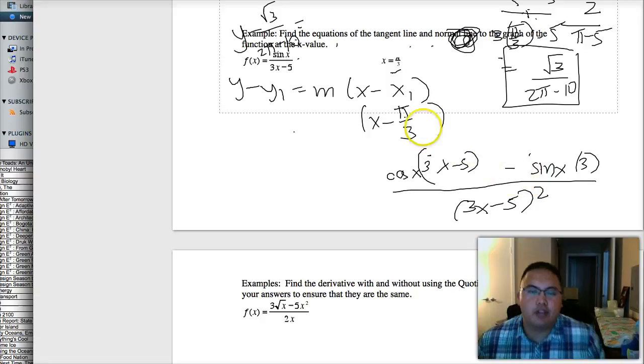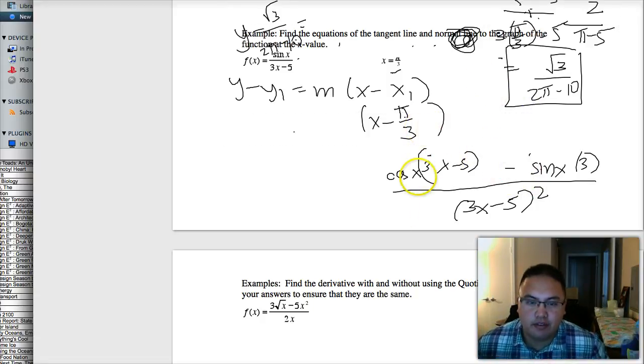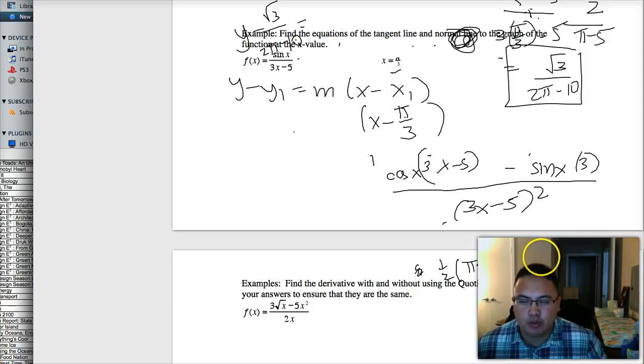Now I'll plug in pi over 3. If I plug in pi over 3, cosine of pi over 3 is just half. Let me put it here. Half. Then pi over 3 here just becomes pi minus 5. This is getting out of control. Minus sine of pi over 3 we talked about was radical 3 over 2. And times 3, so that's going to be 9 over radical 2. On the bottom, if I put pi over 3 there, I'm going to have pi minus 5 squared. So this is really messy.